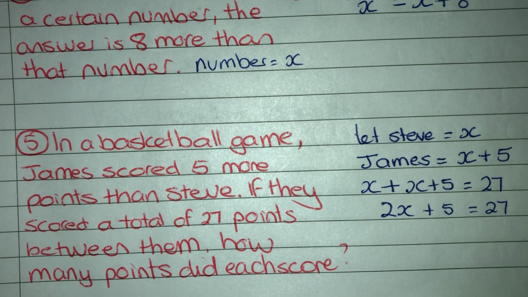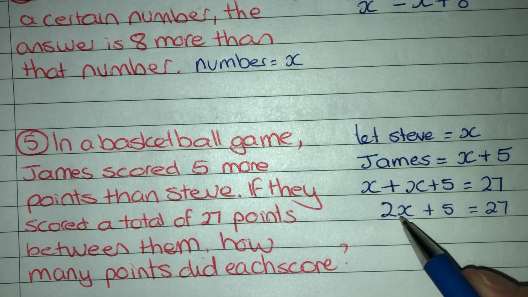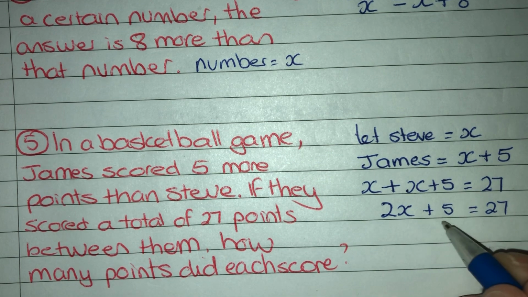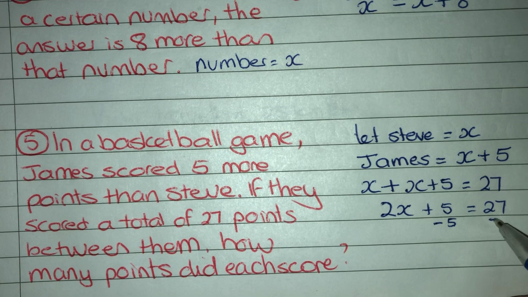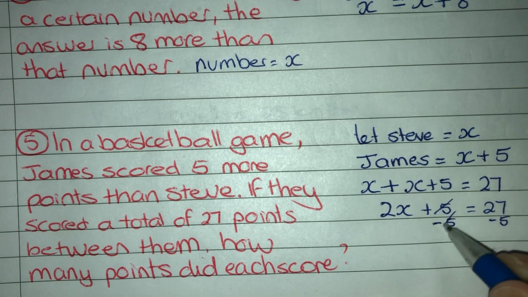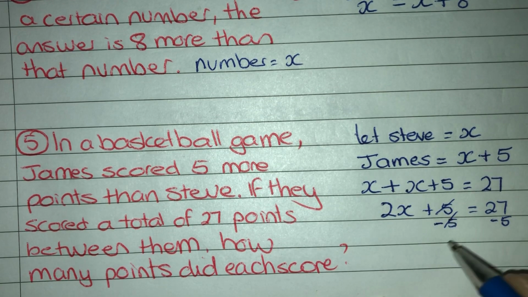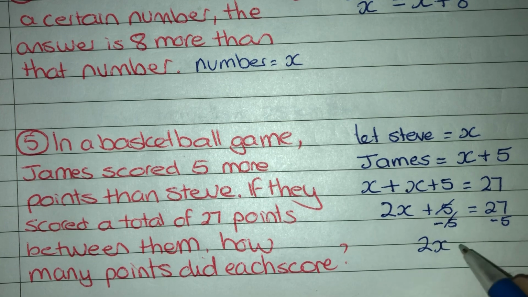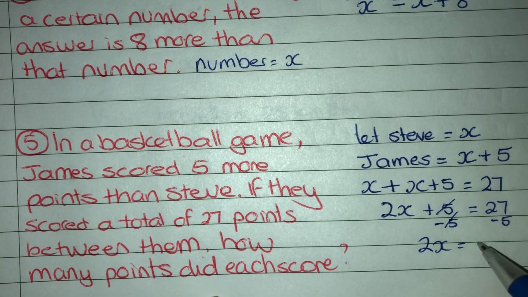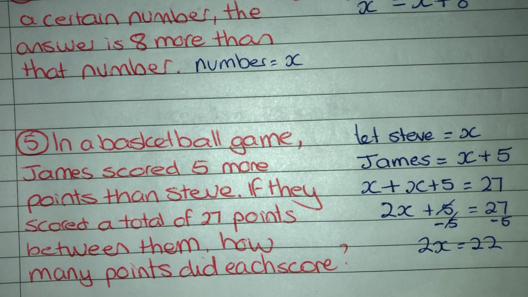So now we're back to doing what we normally do with equations. What's the number that's furthest from the X? It's plus 5. So we need to subtract 5 from both sides. We are left with just the 2X here, and 27 minus 5 is 22.